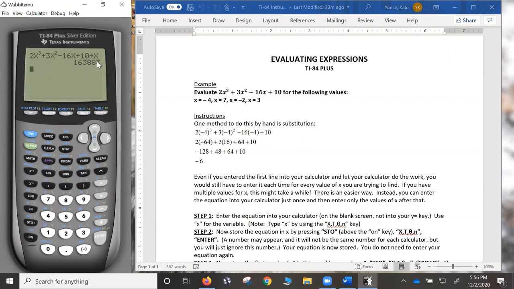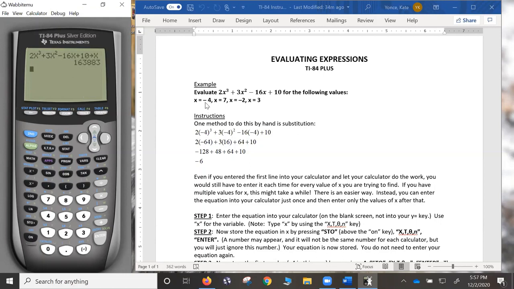You and everybody will get a different number right here. Don't even pay attention to this number. This just depends on whatever was stored in your calculator before this. So this you just ignore. But now we have our equation stored in our calculator, so I won't ever have to type that equation again.